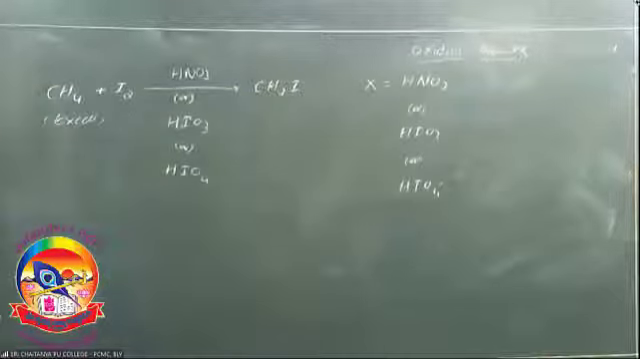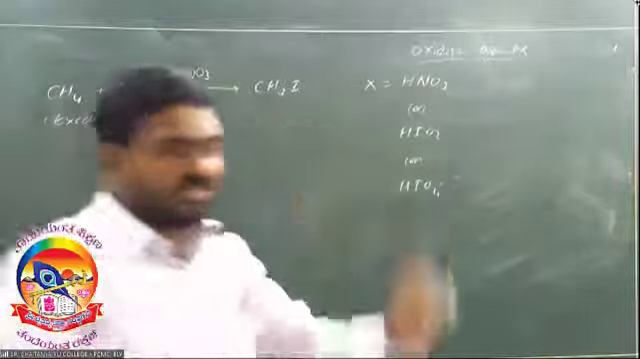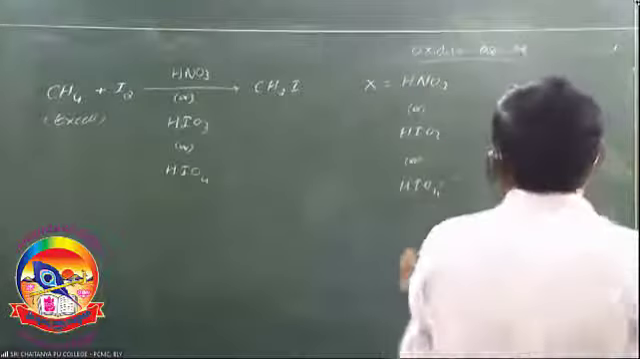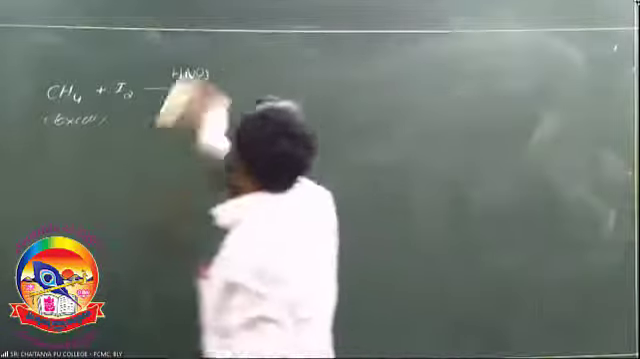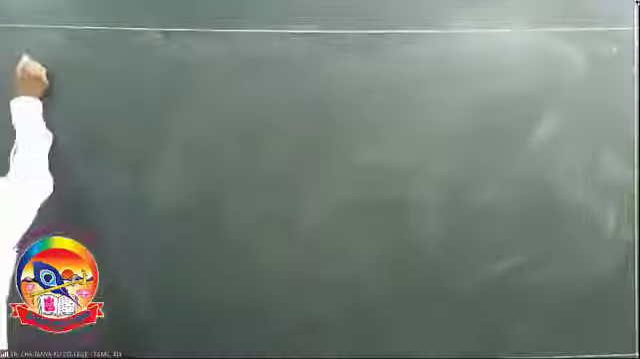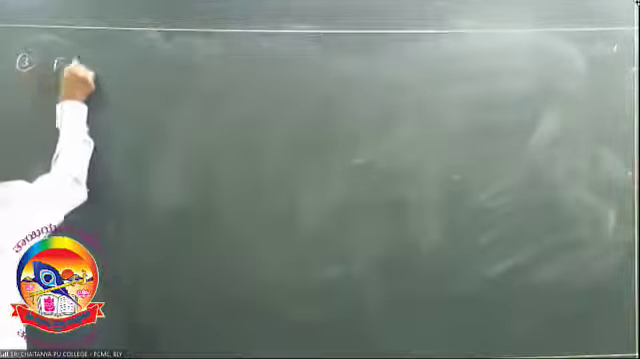So these are the methods of preparation of alkyl chlorides. Next, alkyl bromides and alkyl iodides. The second method is also completed. The first one was from alcohols, the second one from alkanes. Next, the third one: from alkenes.